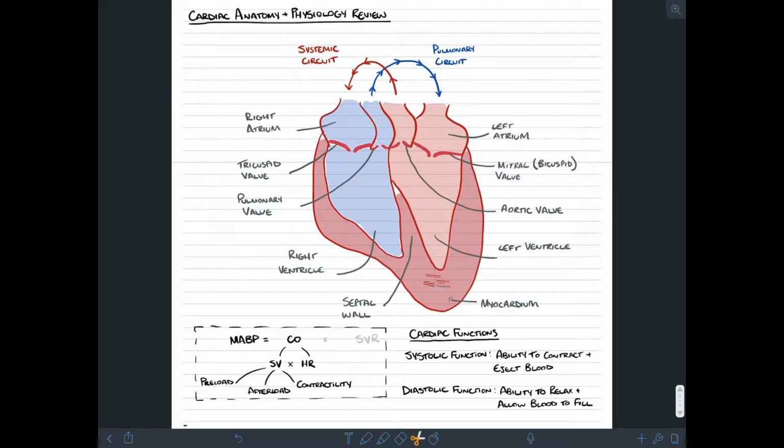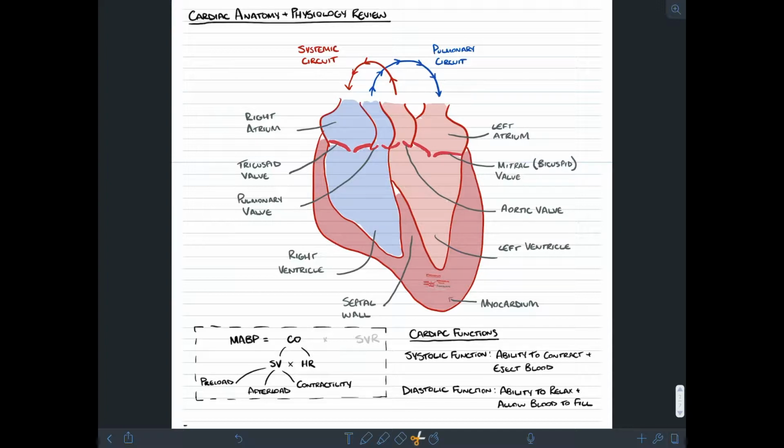So this deoxygenated blood will go through the pulmonary valve from the right ventricle and will filter through the pulmonary circuit and will enter the left atrium again. And once it returns to the left atrium, the atrium will contract and we'll send it through the mitral valve, or the bicuspid valve, into the left ventricle. And now this left ventricle will contract and will force it through the aortic valve into the systemic circuit.